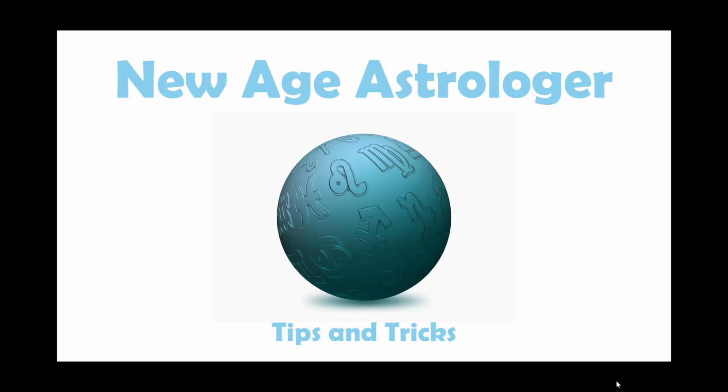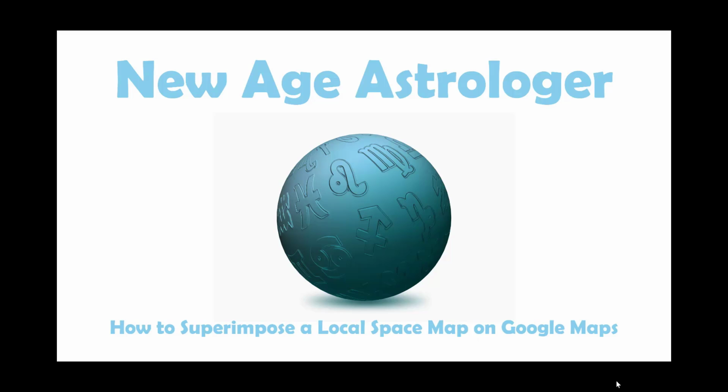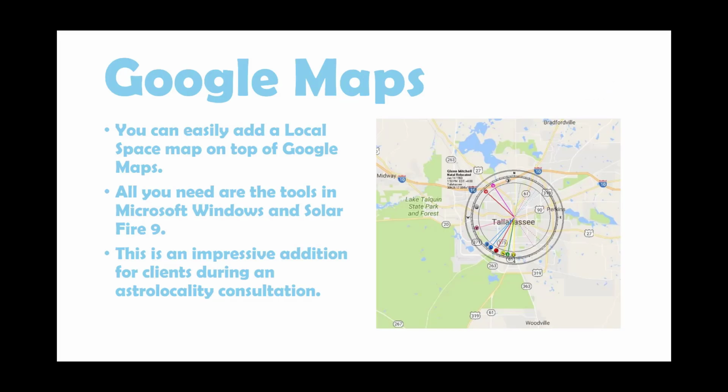Tips and Tricks series. How to superimpose a local space map on Google Maps. Familiar with local space maps? Want to add one to Google Maps for where you live or work? I'm going to show you how with a few simple steps. All you need is Microsoft Windows and SolarFire 9.